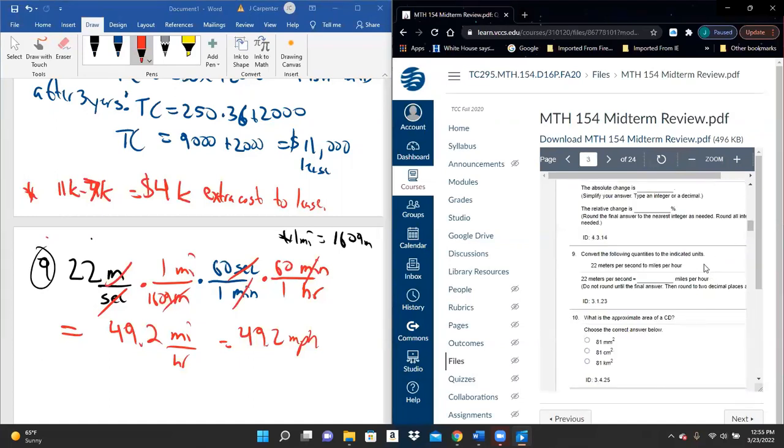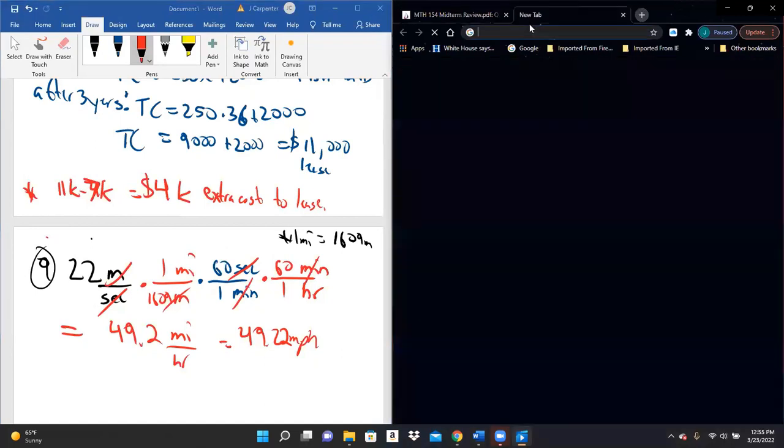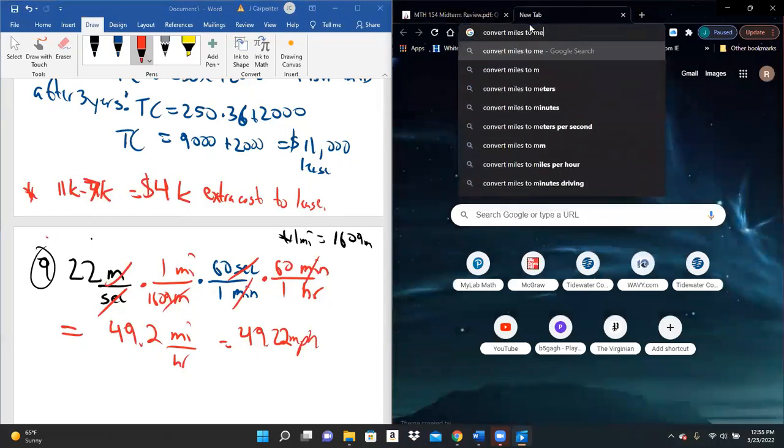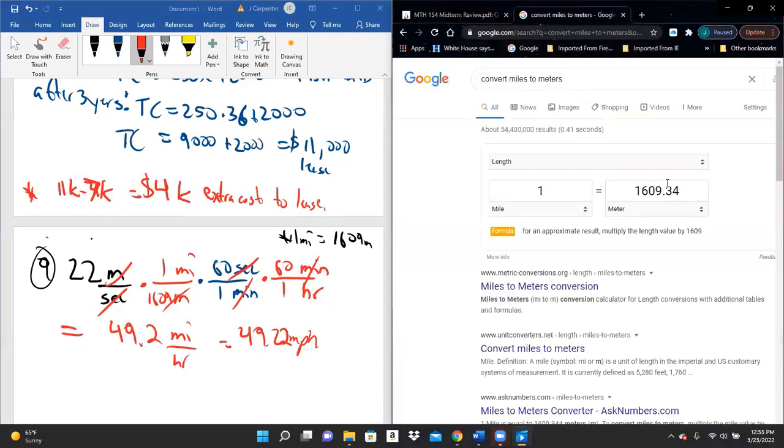They did say round to 2 decimal places, so that's on me. So I got 49.22, but they said the answer is actually 49.20. That is because this 1 mile is not 1609 meters. If you just go to Google, check this out, convert miles to meters, it's actually 1609.34.